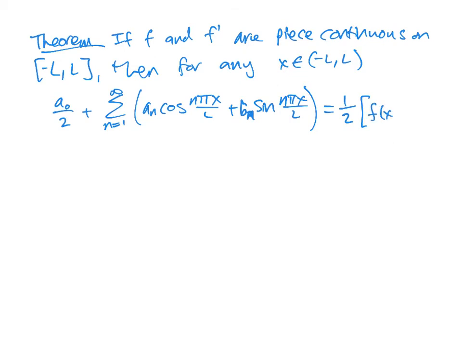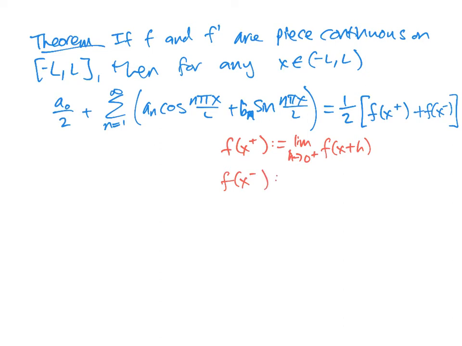this is going to be some new notation, f of x plus and f of x minus. So what does that mean? These are our left and right hand limits. So we can write it this way. f of x plus is the limit as h approaches 0 from the right of f of x plus h, and f of x minus is the limit as h approaches 0 from the left of f of x minus h.